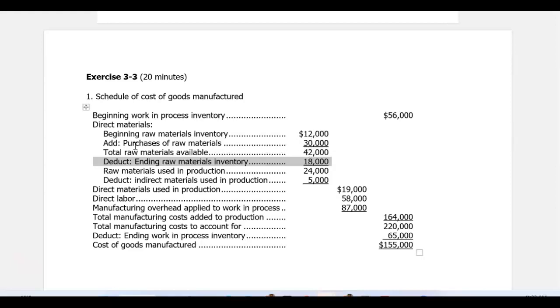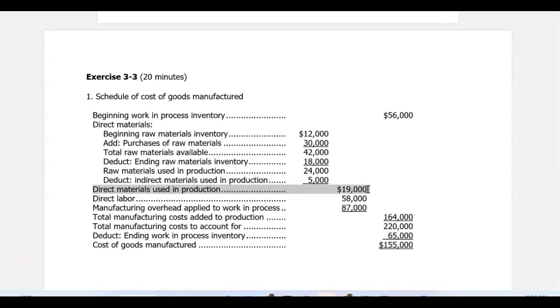So beginning, added, available, subtract, end. So here is the subtract, $24,000 that has been used, subtracted from the raw material inventory. Out of this, we also used 5,000 for indirect material. So we're going to deduct that at this point to figure out the actual direct material use, which is 19,000.